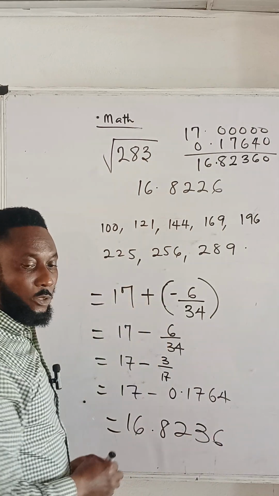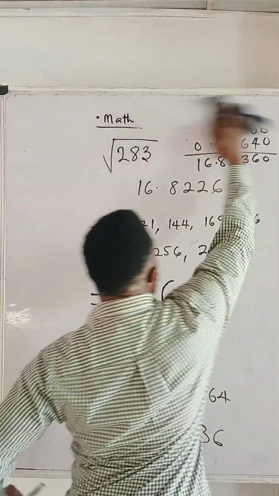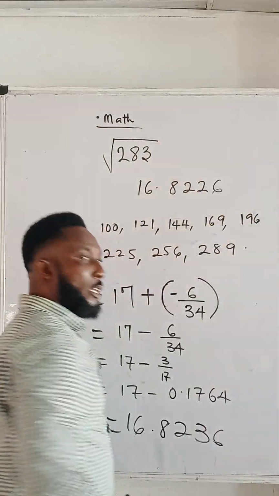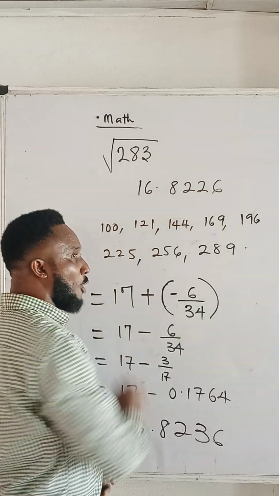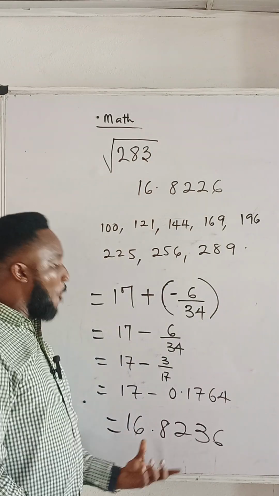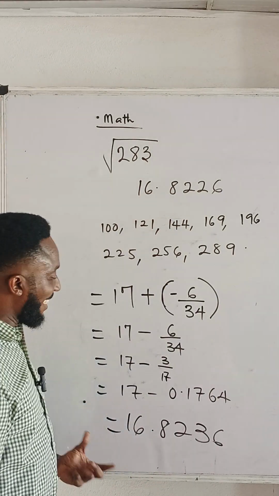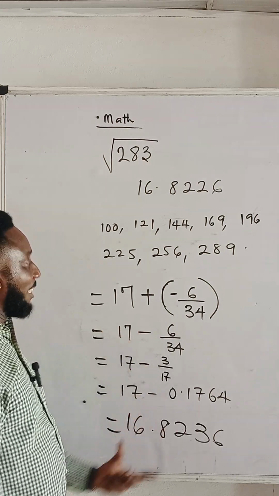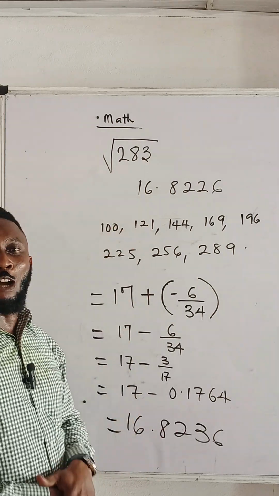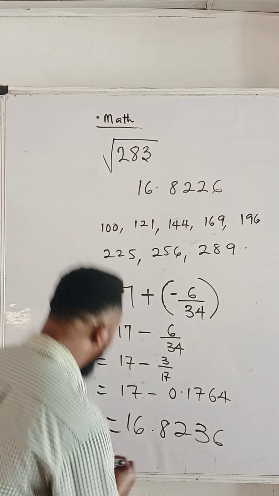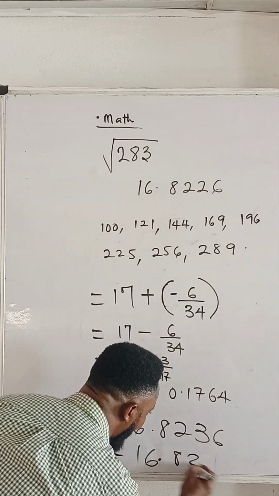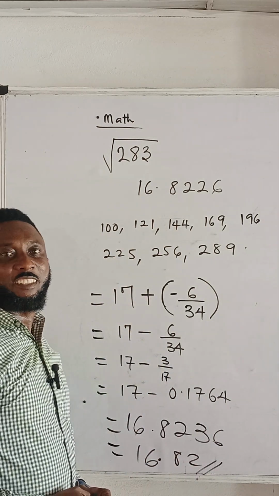Now, if you compare the value we've done with the calculator and what we have done now, you can see that to four significant figures, the square root of 283 is actually 16.82. So that's the final answer. It's as simple as that.